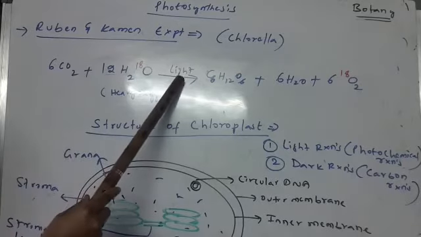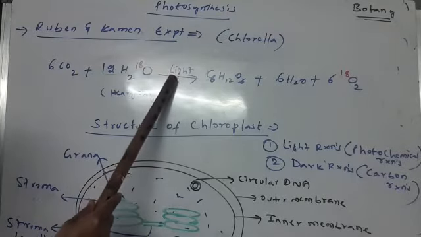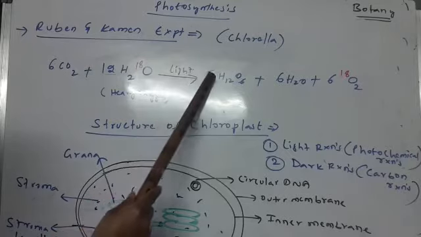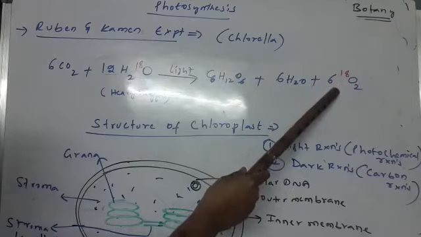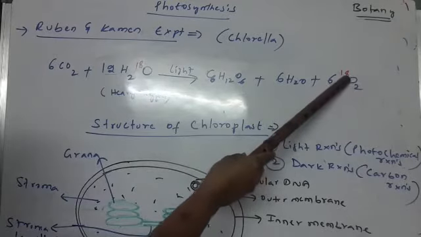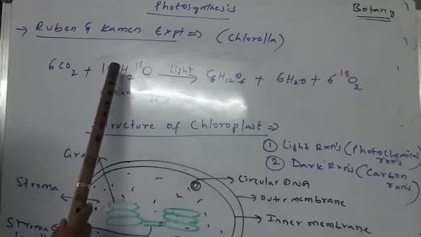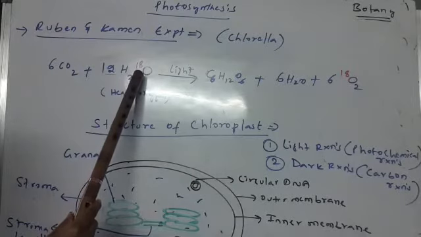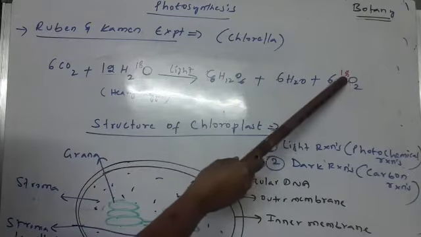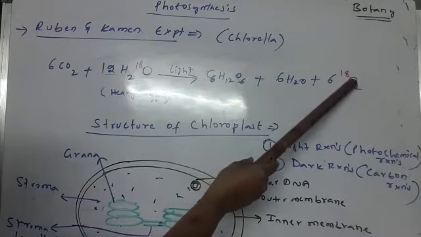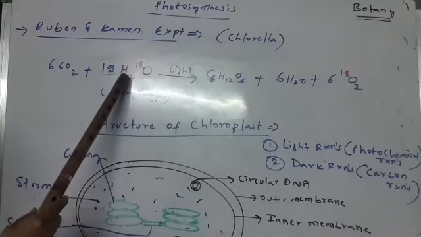In the presence of sunlight, the algae performed the photosynthesis process, and the products obtained are glucose, water, and oxygen is also released. But the oxygen which is released is O18, since they tagged the water with mass number O18. That means what? If the oxygen liberated contains O18, this oxygen might have been released from the water.